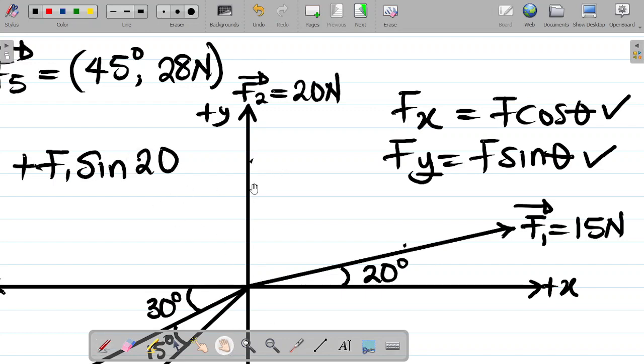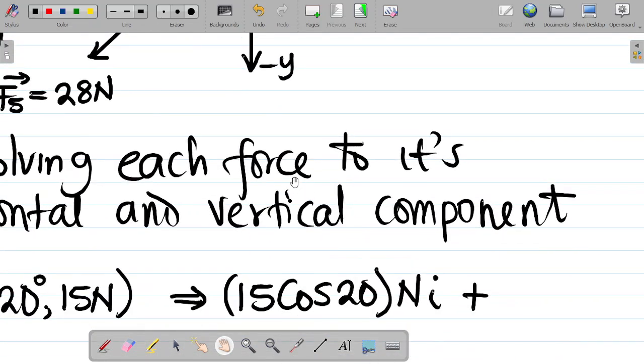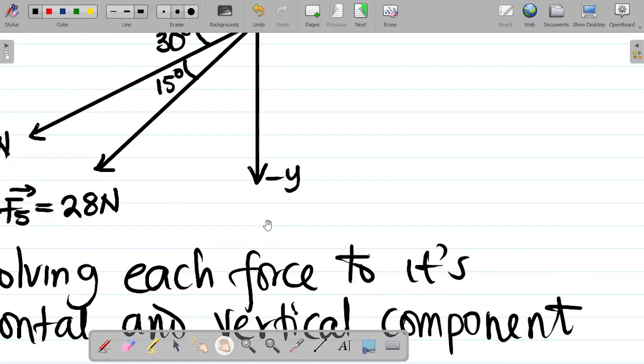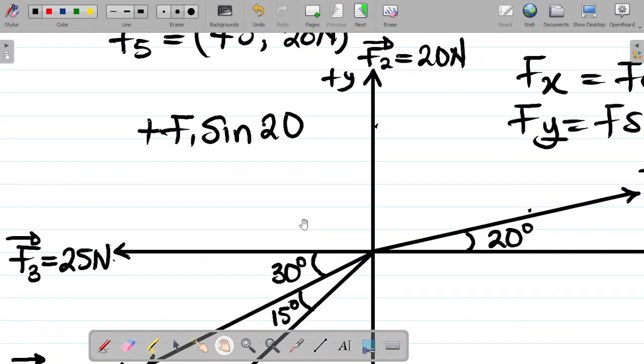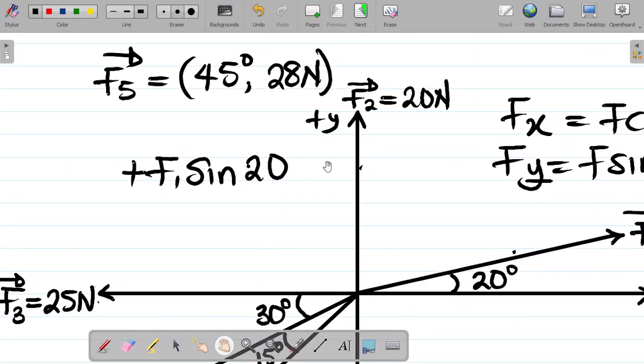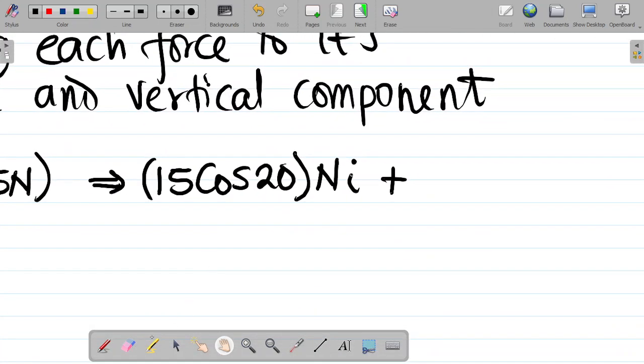The value of F1, again, as we had, is what? 20. So it becomes 20 sine 20. The value of F1 is what there? 15. So it becomes 15 sine 20. So I'll just go and write this as 15 sine 20. Let me go and write this. So plus, we now have this as 15 sine 20. This would be in Newton.